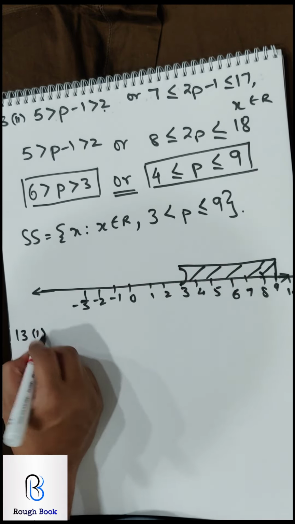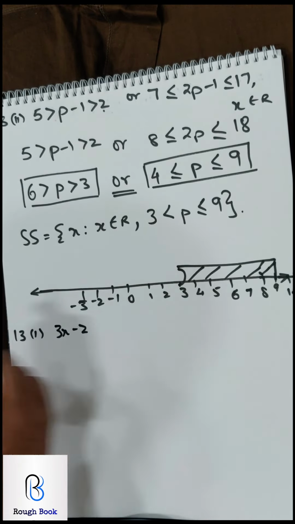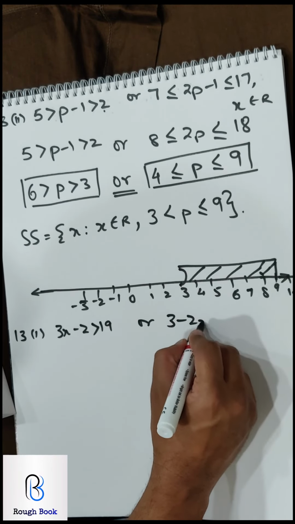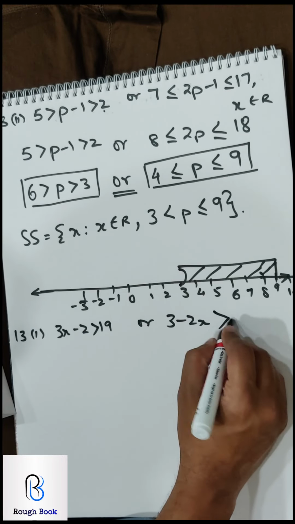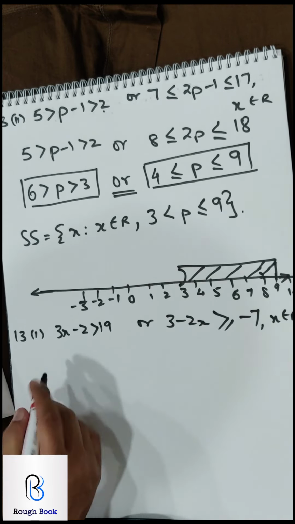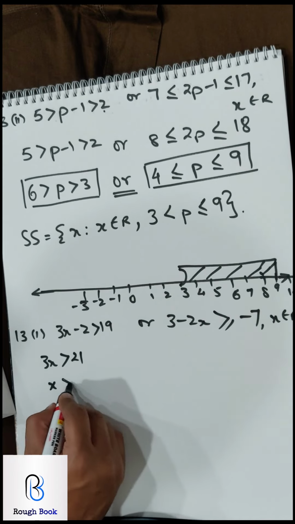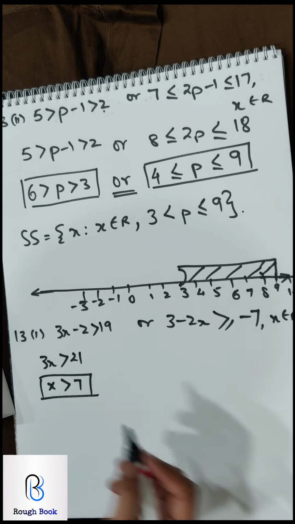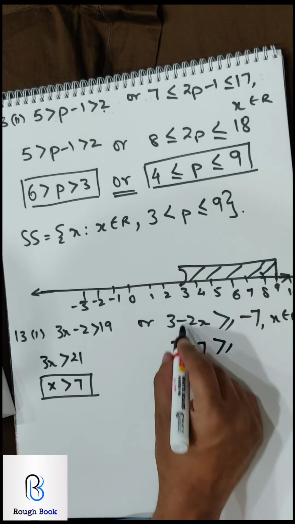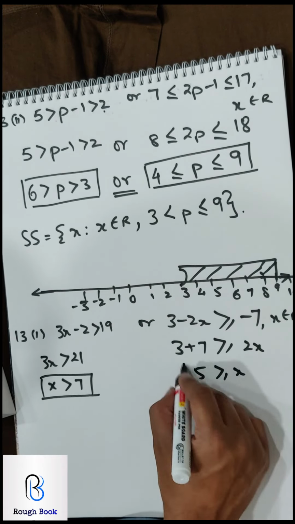Let's try 13 part 1. Same type with the word or. It says 3x minus 2 less than 19, or 3 minus 2x greater than equal to minus 7, and x belongs to R. So I will solve this part first. 3x less than, this goes on the other side, 21. x is greater than 7. Sorry, not less than but greater than. Coming to this side, 3 plus 7 greater than equal to 2x. So 10 divided by 2 will be 5, greater than equal to x.